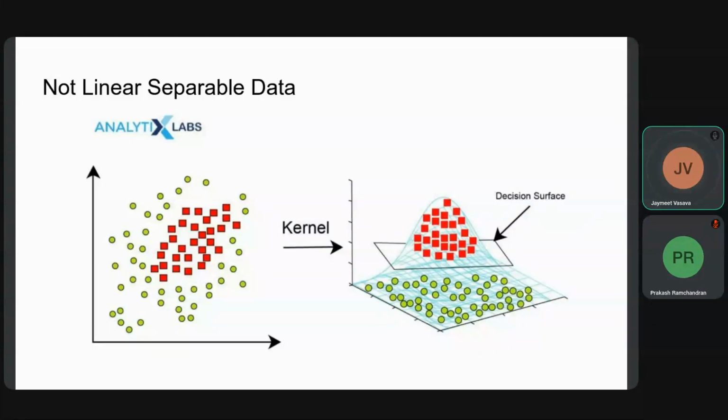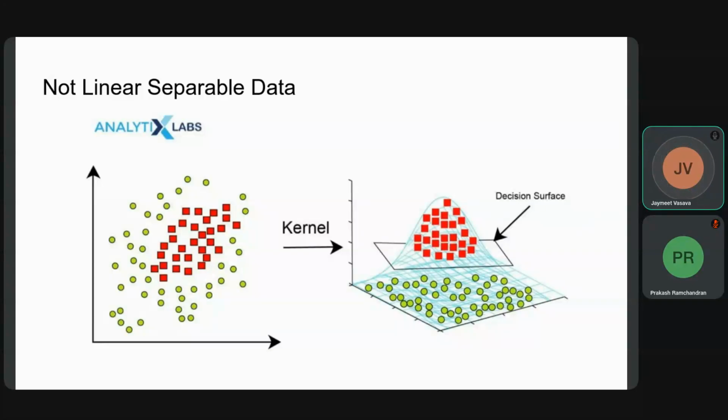Now, that was about linearly separable data. The linear kernel deals with linearly separable data, but non-linearly separable data looks something like this. And this is the transformation that we were talking about. You can see in the graph on the left that we will not be able to create a hyperplane, as the data is not linearly separable.